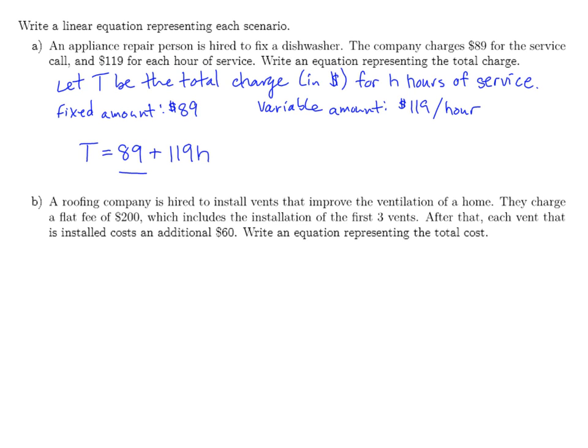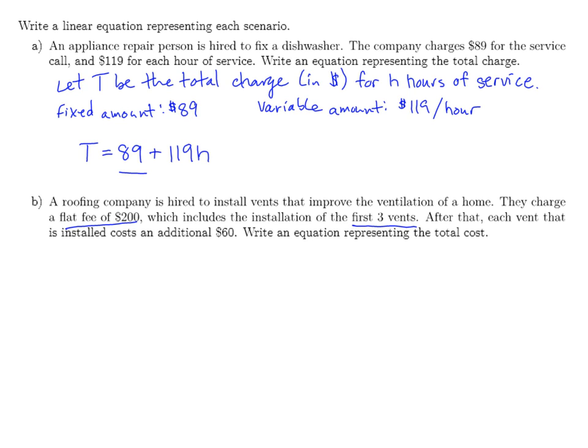In this second example, we're again going to have a fixed amount and a variable amount, but we're going to have to do a little bit more manipulation in this one. So let's get started. We're told, a roofing company is hired to install vents that improve the ventilation of a home. They charge a flat fee of $200, and that flat fee includes the installation of the first 3 vents. After that, each vent that is installed costs an additional $60. We're going to write an equation representing the total cost.